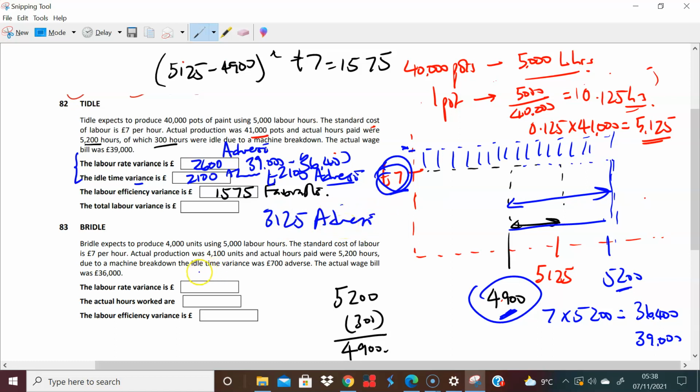And I will do the next question, because in a way it confirms what we've just done here in 82. But again, I think it's good practice to look through what's going on. Okay.